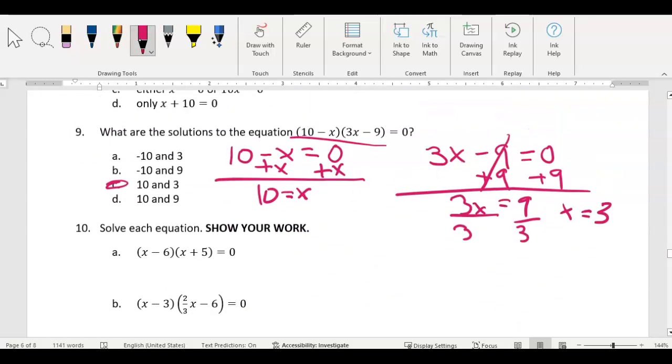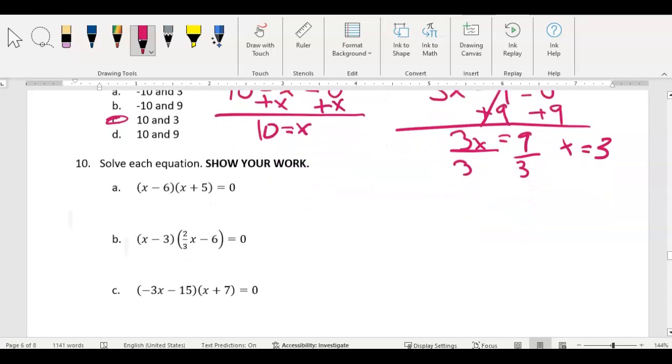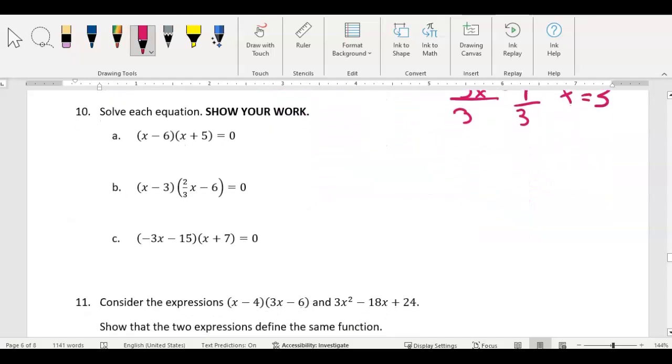If you get stuck, you can always plug in these numbers and see if it works. But you'll see if you plug in 10 minus a negative 10, that's going to be 10 plus 10, which is 20. We're not going to get a 0 that way, right? So if you get stuck and you have multiple choice, you can always plug in numbers and see if they work or not.